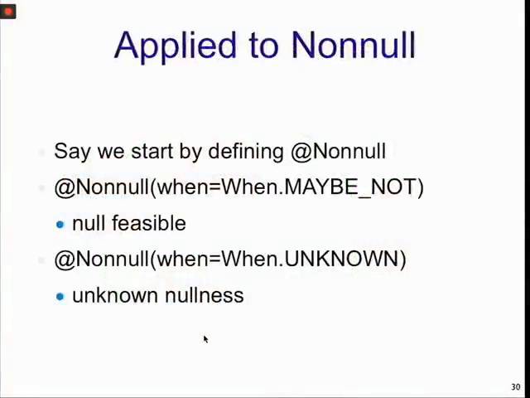OK, so if we start out by defining a type qualifier non-null, then I mentioned I wanted to have this idea of saying null is feasible in this location. Well, that's simply non-null when, maybe not. Unknown nullness, I'm not going to say anything about whether or not a null value can appear here. That's non-null when equals when unknown.